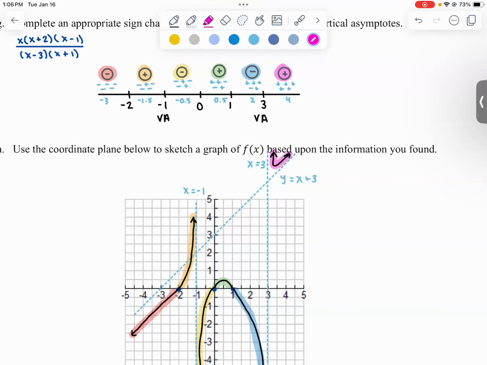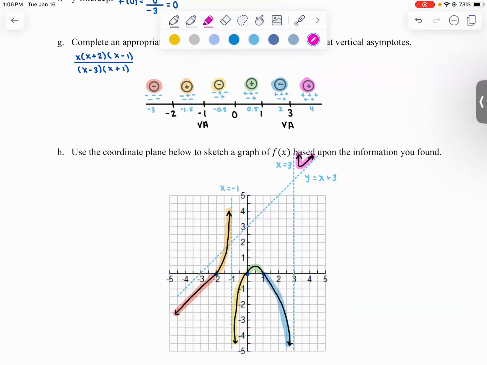But again, this is what happens when your numerator is bigger than your denominator: you get a graph that looks a little messed up. So hopefully this problem makes sense to you. I know it's a little weird because you haven't seen one like this, but I just thought it'd be good for you to see one prior to your test. Let me know if you have any questions as always, and I will see you guys later.